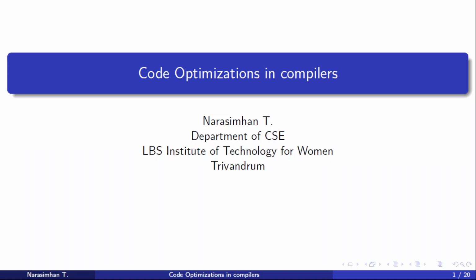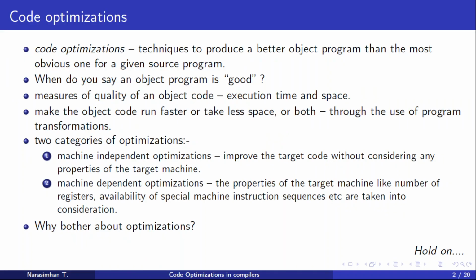Welcome all. In this video, we will learn about code optimizations in compilers. Code optimization is a collection of techniques to produce a better object program than the most obvious one for a given source program. Let us try to understand this statement.